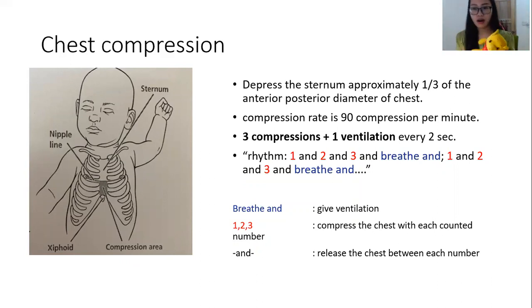So the person doing compressions has to count out loud as well. So we are going to count 1 and 2 and 3 and breath. 1 and 2 and 3 and breath. So when you are counting 1, 2, 3, you are compressing the chest with each count. And when you are saying the 'and', it means you have to release the chest between each number. And it means you are going to give the ventilation when you're saying the breath. 1 and 2 and 3 and breath. Like that.